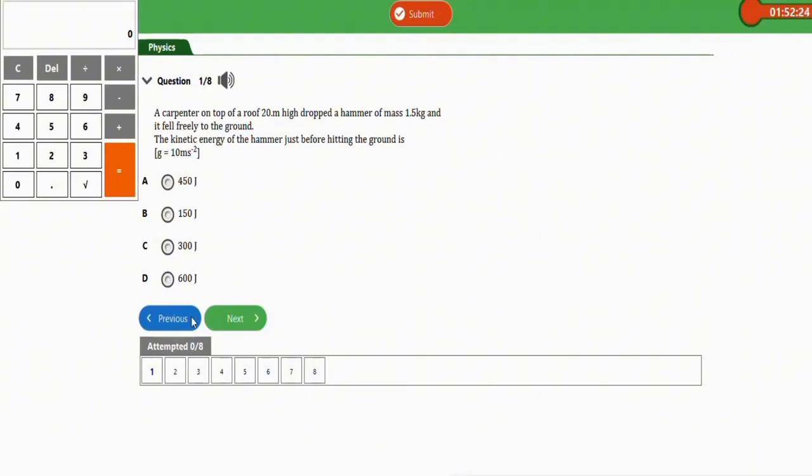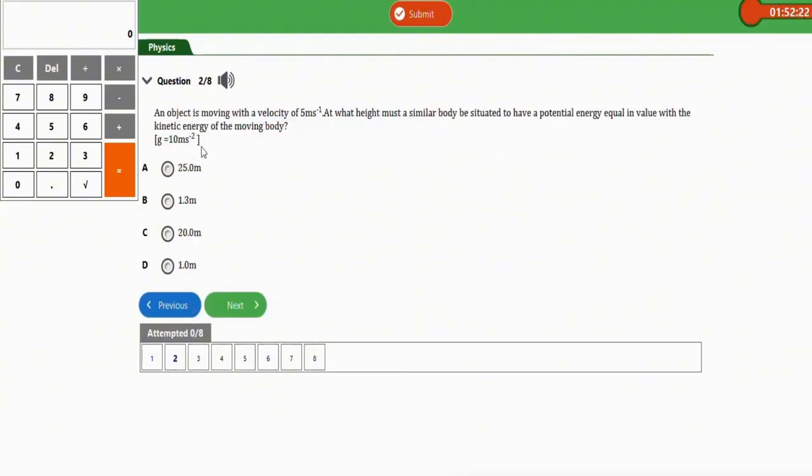Alright, so the next repeated question will be this question. It says an object is moving with a velocity of 5 meters per second. At what height must a similar body be situated to have a potential energy equal in value with the kinetic energy of the moving body? Okay, for this particular question, we need to establish the relationship between kinetic energy and potential energy. If we have half mv squared for kinetic energy equals mgh. Now let's find a relationship.